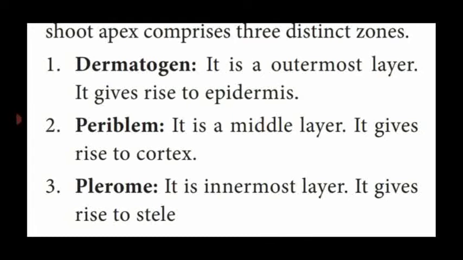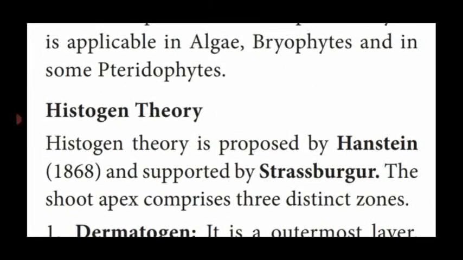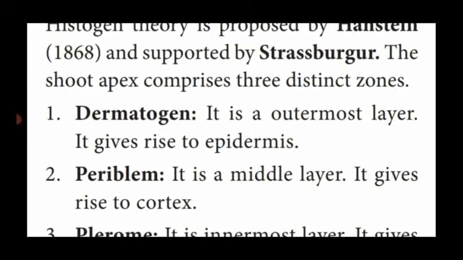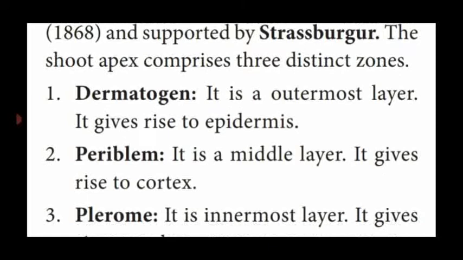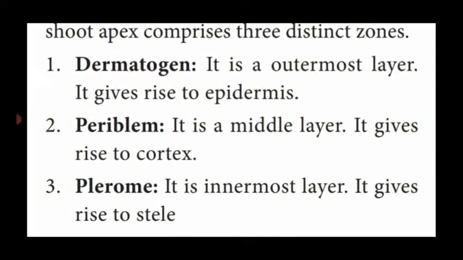So according to histogen theory, the shoot apex region is divided into 3 zones. Dermatogen gives rise to epidermis, the outermost layer. Periblem, the middle layer, gives rise to cortex. Plerome, the innermost layer, gives rise to the stellar region.